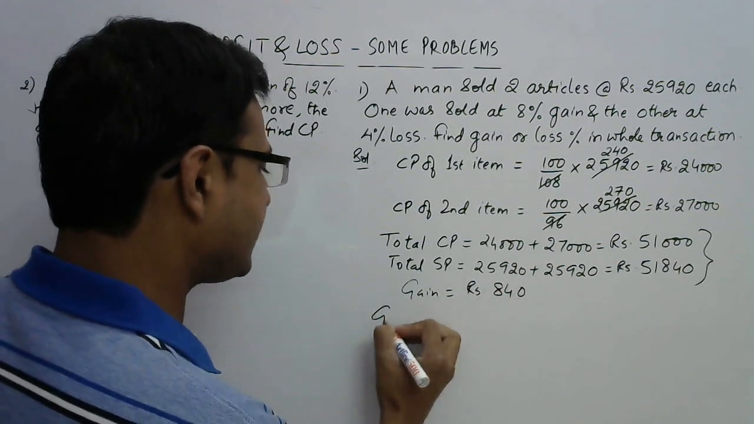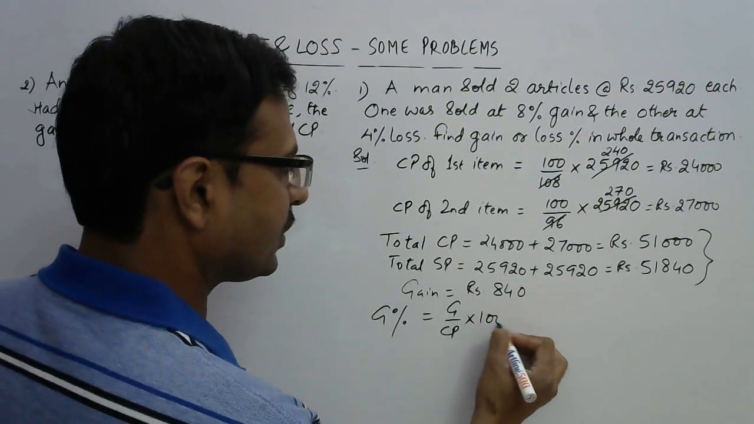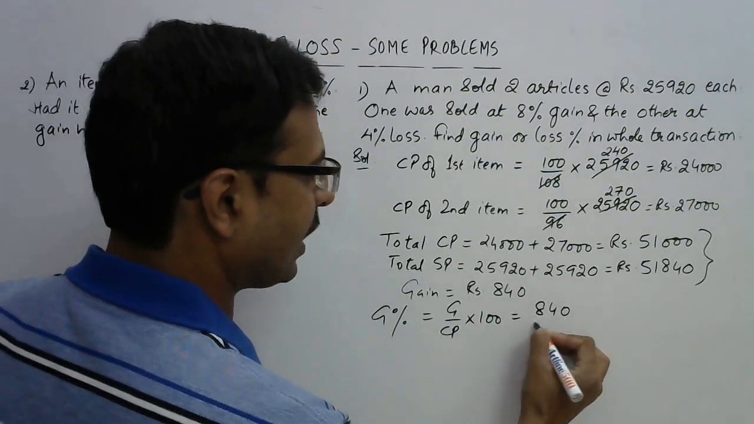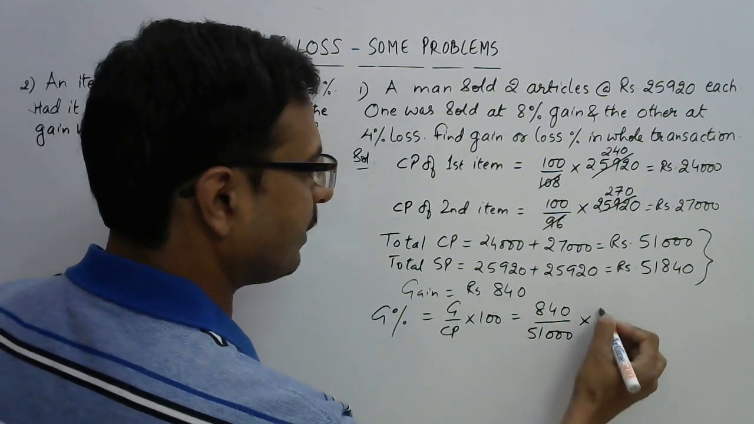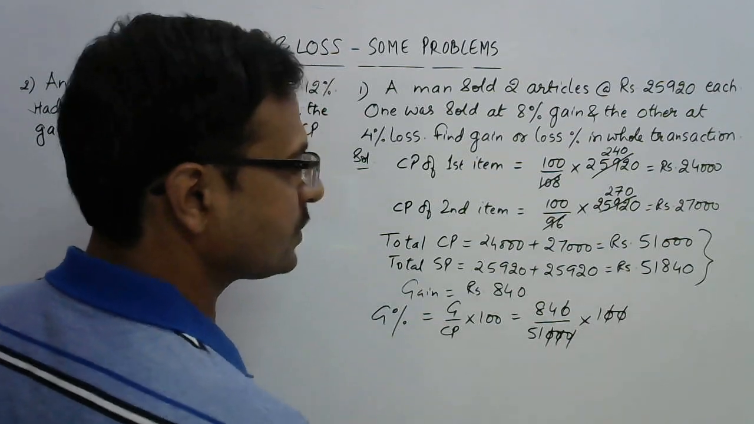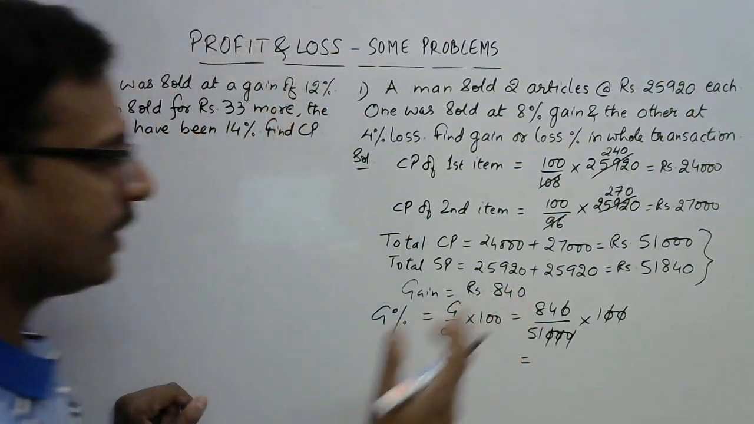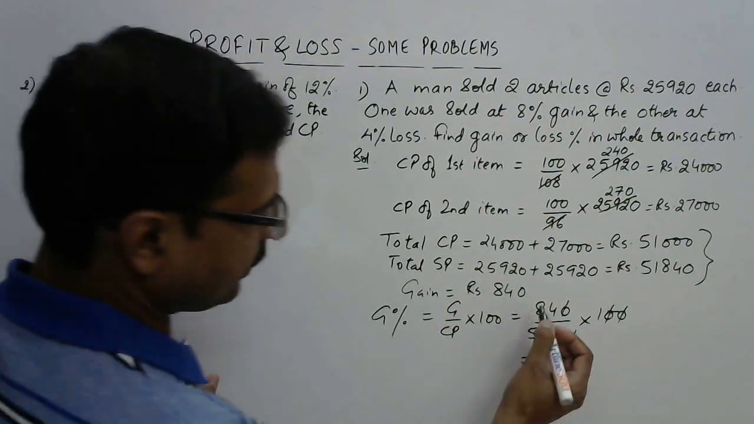So what is gain percent? Gain percent is gain upon CP into 100. Gain is 840 upon total CP, which is 51,000, multiplied by 100. So 3 zeros, 1, 2, 3 zeros. So this will give you the answer for the first question, that is 84 upon 51. So you can just divide it. 84 will go only one time with 51.